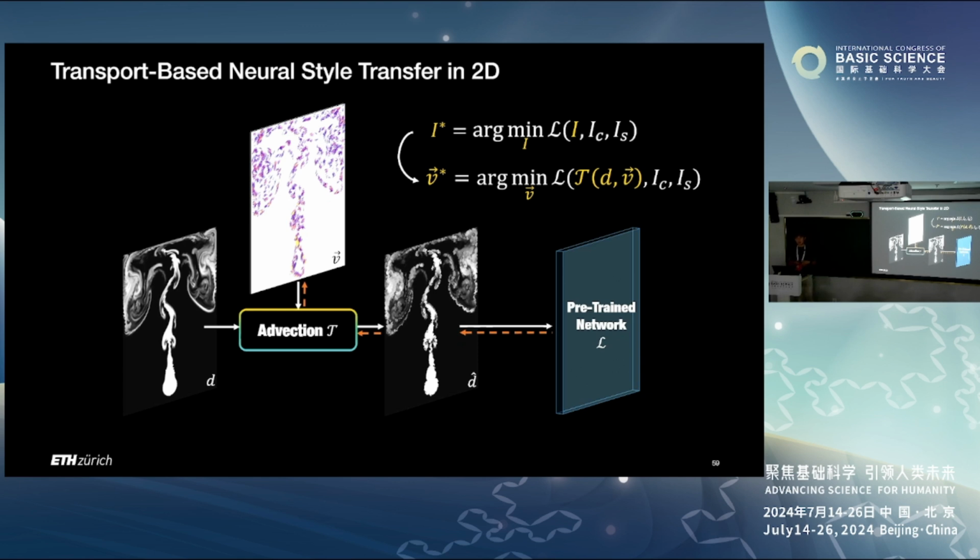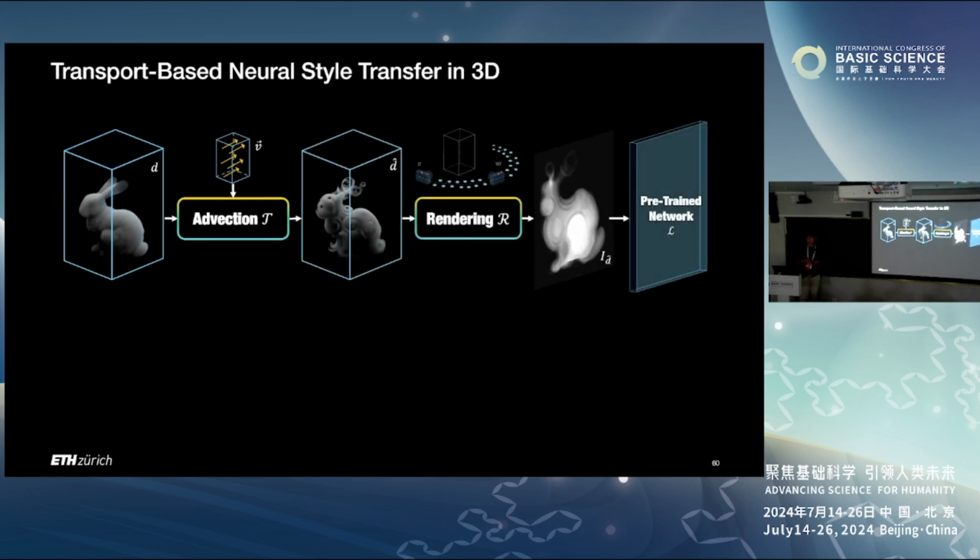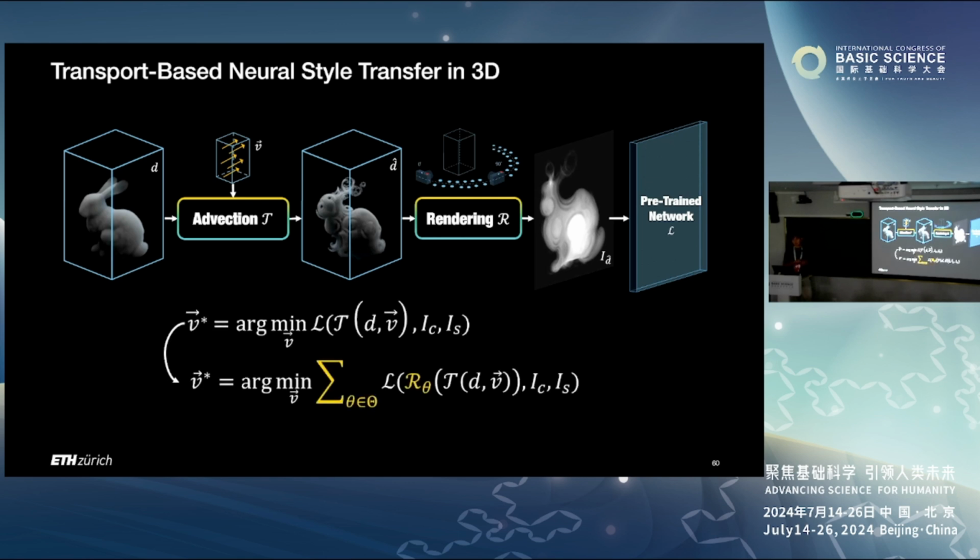However, if the density field is 3D, we can't directly plug an advected density into the loss network, which only takes 2D inputs. So to handle that, we implemented a lightweight differentiable smoke renderer to get a 2D representation of the stylized smoke. So the objective is changed to include the rendering function accordingly. And one important thing is that our pipeline is based on gradient descent for optimization of the velocity field, so rendering has to be differentiable and fast enough.